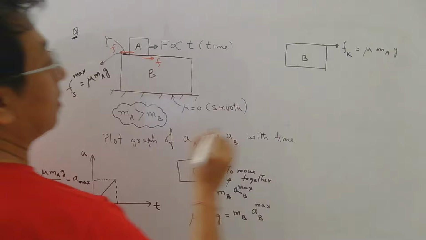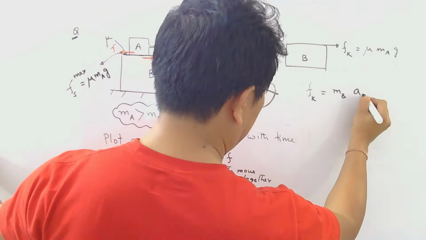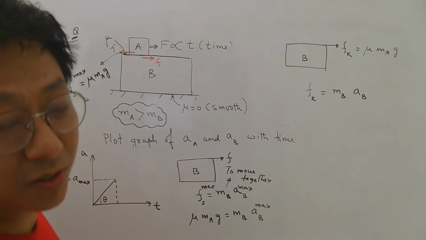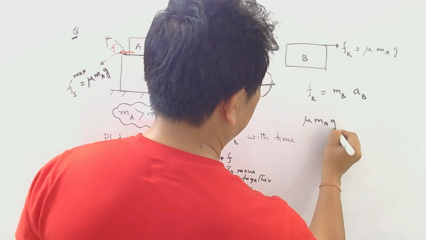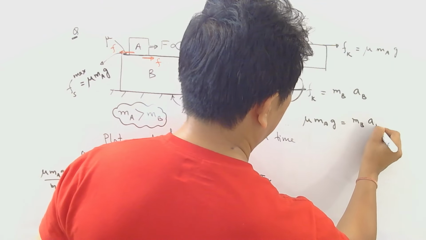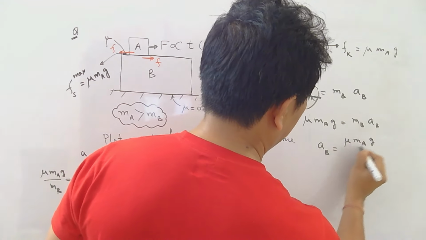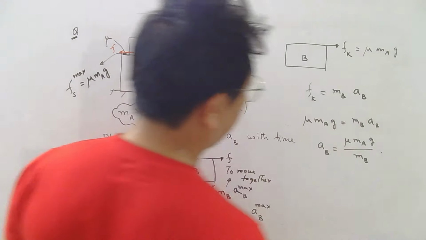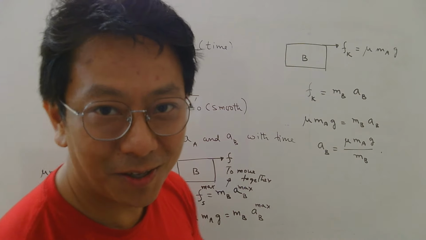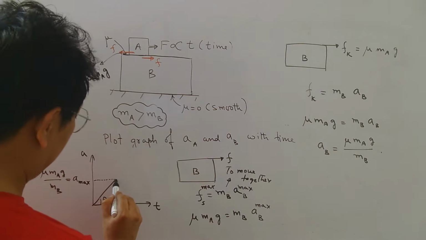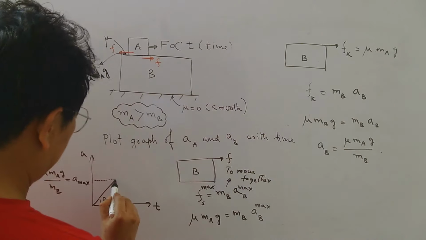Okay, this formula. And if you apply Newton's law, kinetic friction is mass of B into acceleration of B. Now you have to do it separately, because now it's no longer common. So this will be mu mag equals mb ab. So acceleration of B will be what now? Mu mag by mb. You can see this is now constant, there is no time. So acceleration of B after this will become constant, the same as this value. See, it matches with this value. This will be constant.